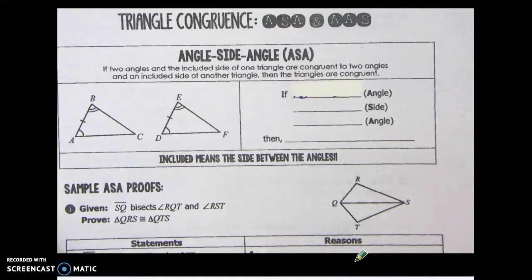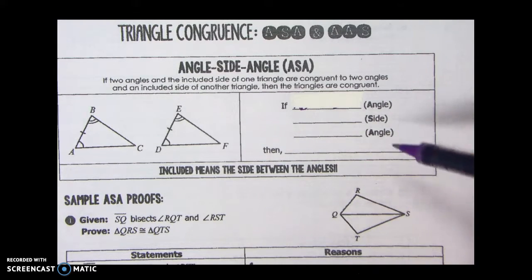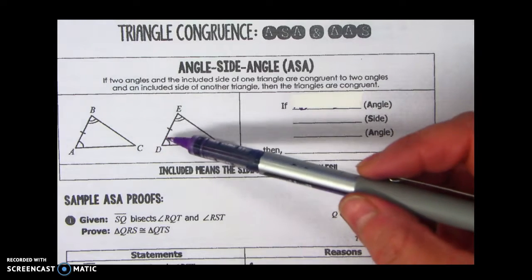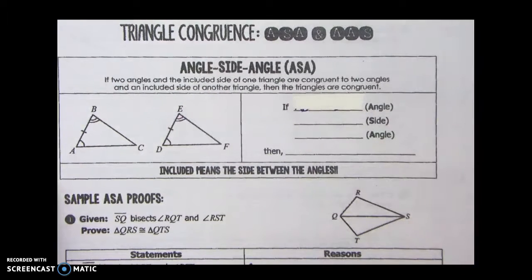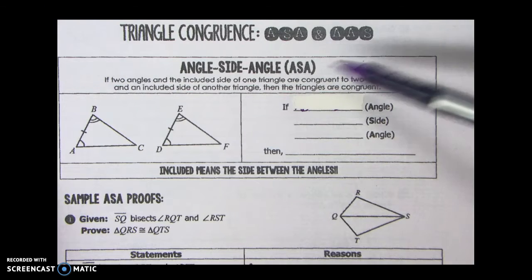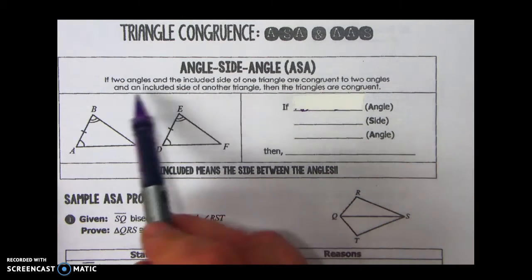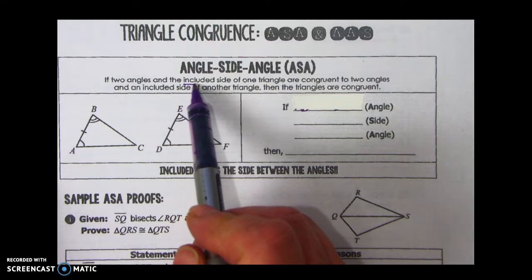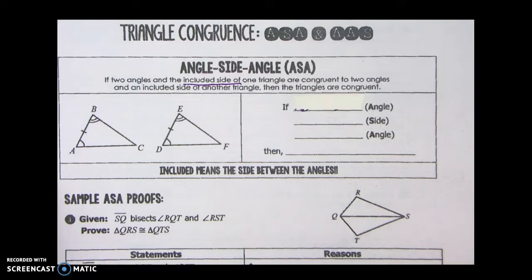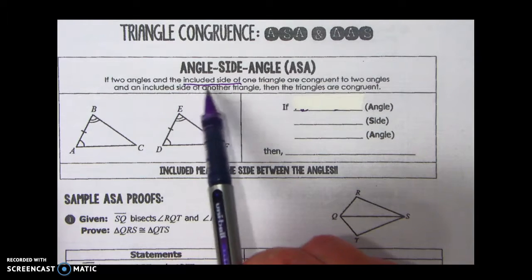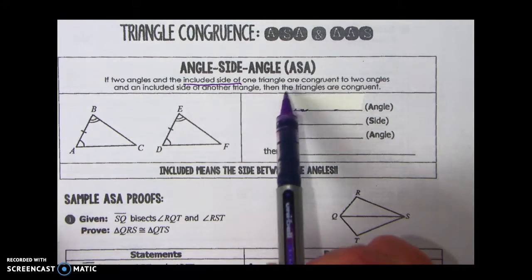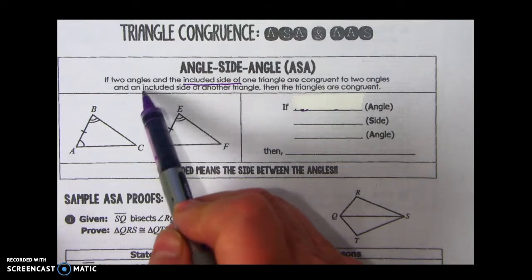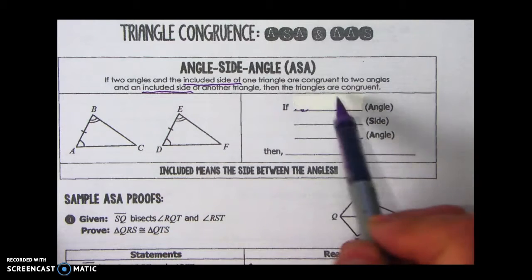Okay, so now we're looking at angle, side, angle triangle congruency. So we're looking at this little practice triangle, and the first thing we're going to do is look at the congruent angles. And we have to remember, underline the word included here. That's crucial. So if two angles and the included side of one triangle are congruent to two angles and the included side on another triangle, then the triangles are congruent.